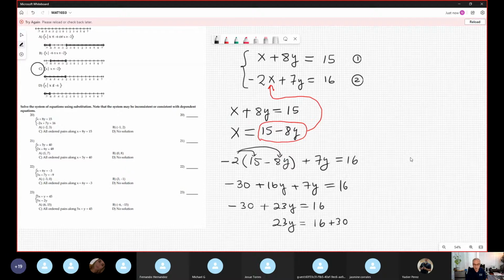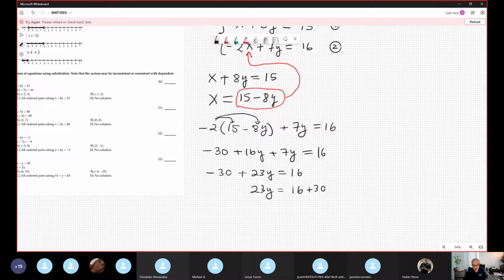So far we have 23y is equal to 46, divided by 23 both sides. It's obvious that it is 2. y is 2. And we feel no, because we need to find the ordered pair, x, y. You need to find two components, x and y.